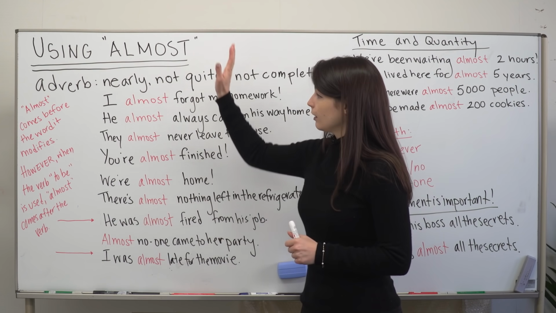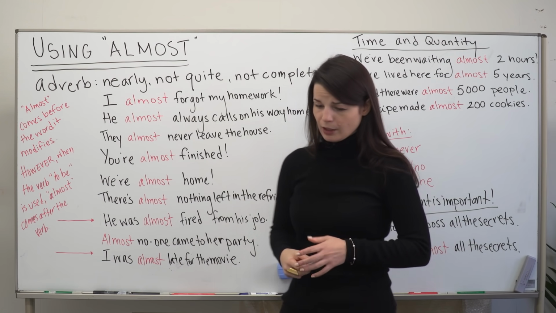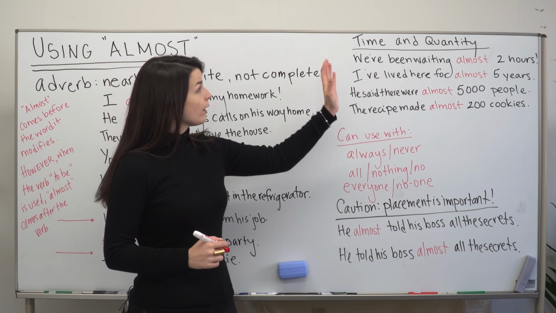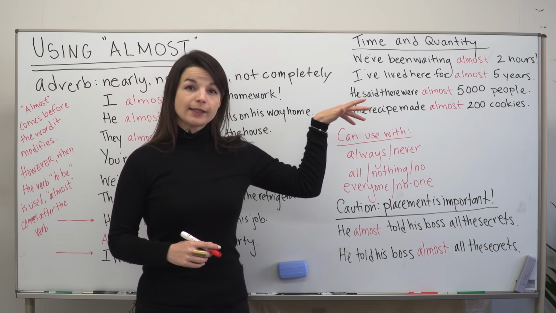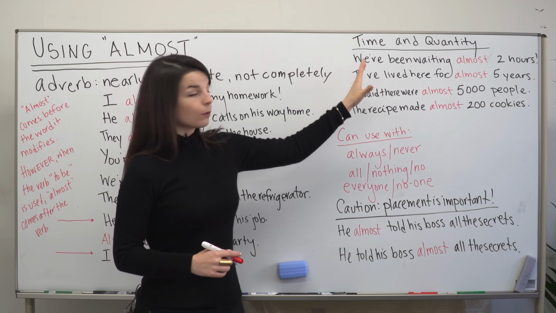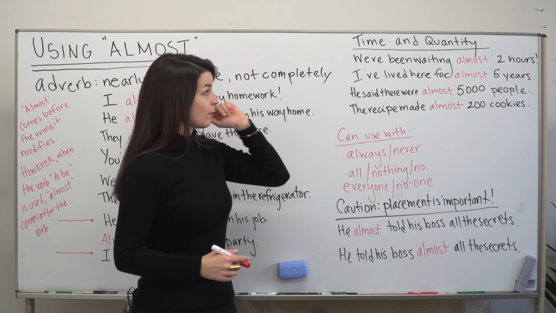Okay, so these are quite a few examples of how we can use almost. I want to talk a little bit about some other ways to use almost. We use almost with time and quantity expressions. In these cases, we use the word almost before the time or before the quantity. Let's look at some examples.